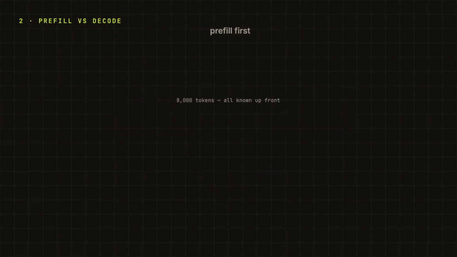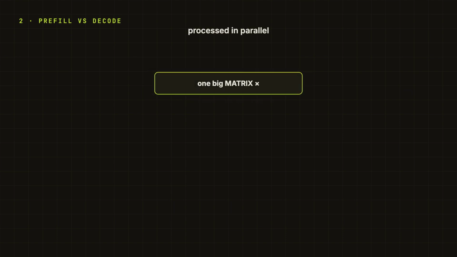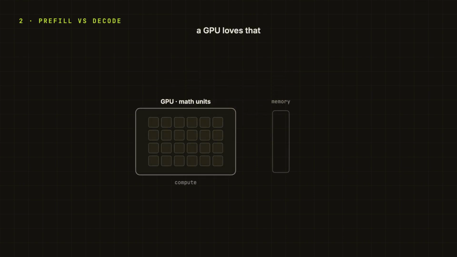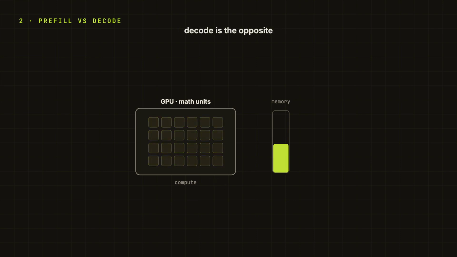So let us look at prefill first. We have 8000 prompt tokens, and here is the nice thing. They are all already known. The model does not have to wait for any of them, so it can process them together in parallel as one big matrix multiplication. And a GPU loves that. Big parallel matrix work is exactly what it is built for. So prefill actually keeps the GPU busy. The compute is full.